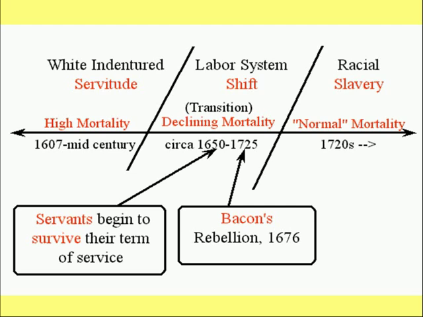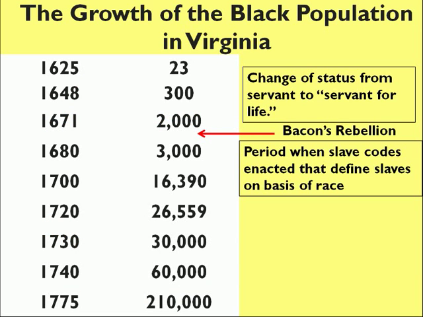And we get the shift sort of in the 1700s to racial slavery to solve that problem of how do you get labor. This is showing the population of blacks in Virginia, Chesapeake, and where Bacon's Rebellion was. So we can see it really starts to take off around 1700.